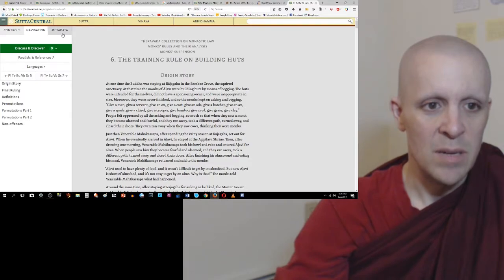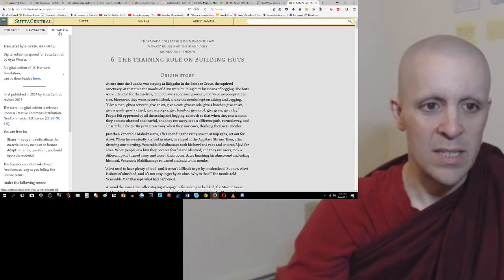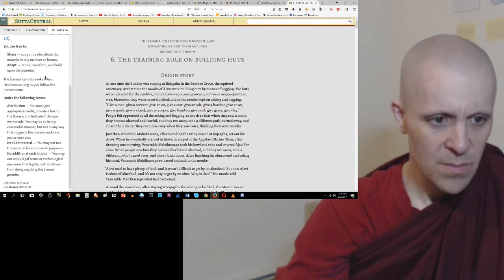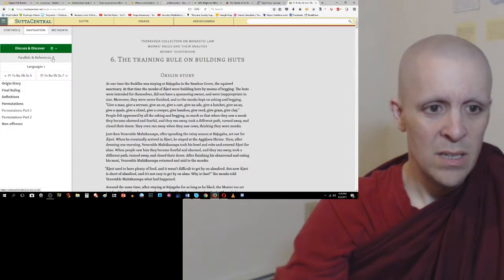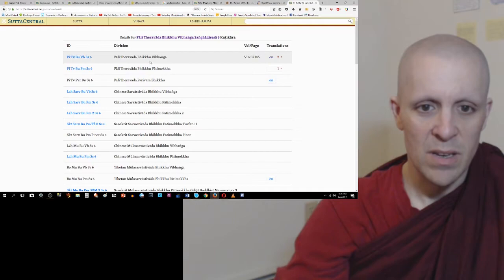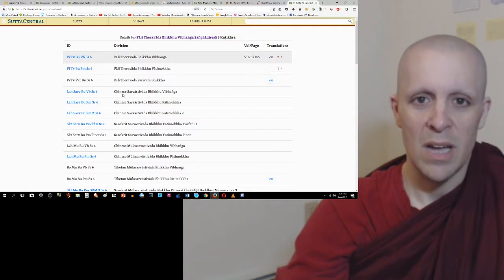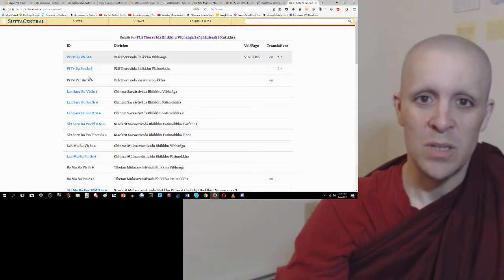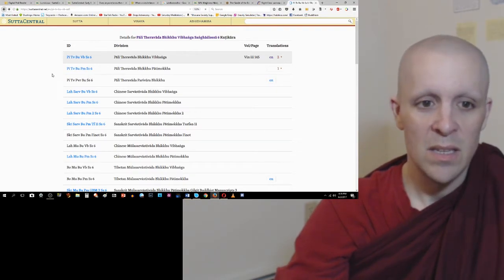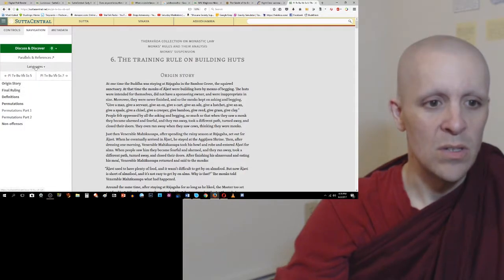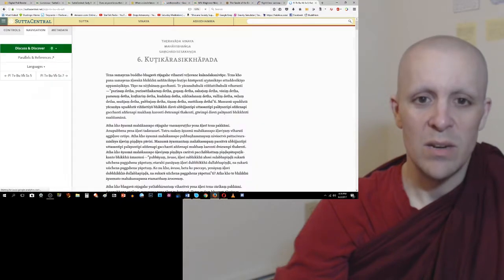The cool thing about this is that you have this little side scroll, and now this says metadata, which tells you who translated it, which can be important. Navigation tells you if there are any parallels in the other collections. Like I was saying, there are the Nikayas and the Agamas, and a lot of times you'll find the same sutta in both, just one in Sanskrit and one in Pali. So let's go here, even languages, whatever languages the current one is translated in.